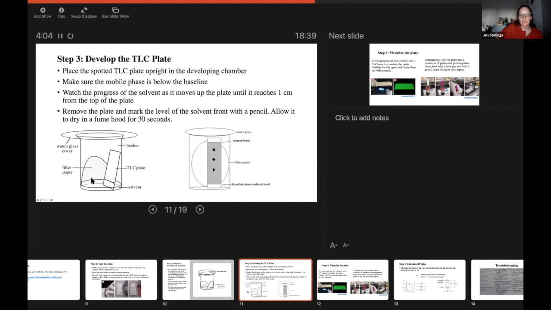And then you'll notice that the development solvent, so pretend that's our hexane, is nowhere near our origin line there. It's down below. So you place the TLC plate in, and then the mobile phase starts to creep up, up, up the plate. And once it reaches a centimeter from the top, or they use 5 to 10 milliliters.